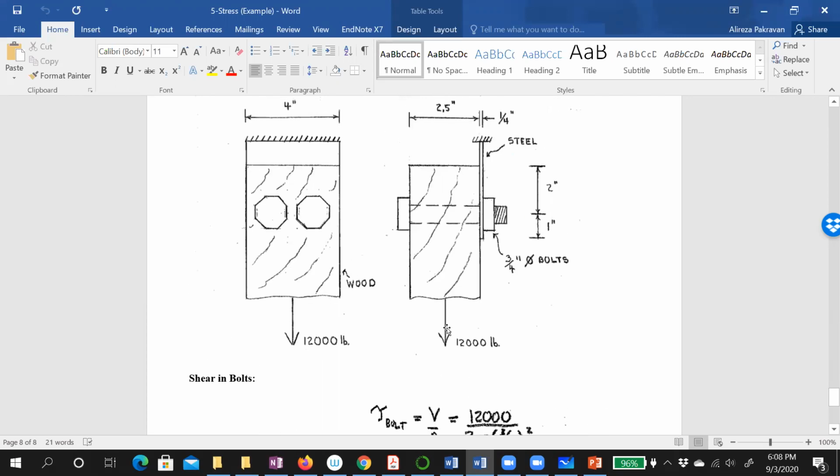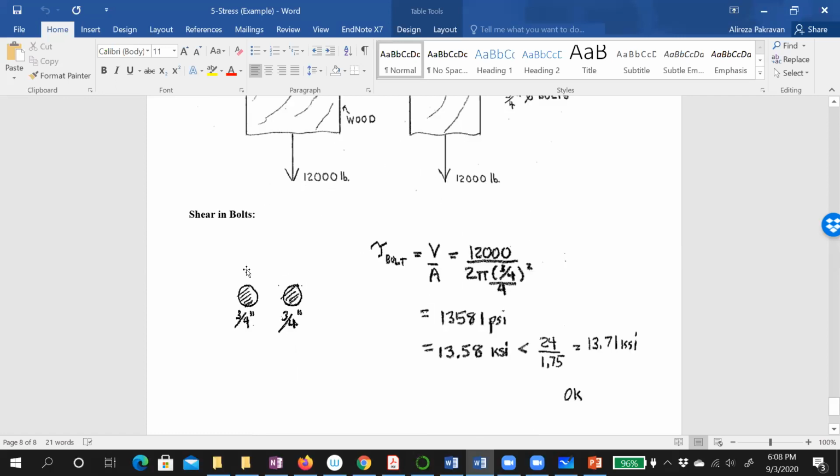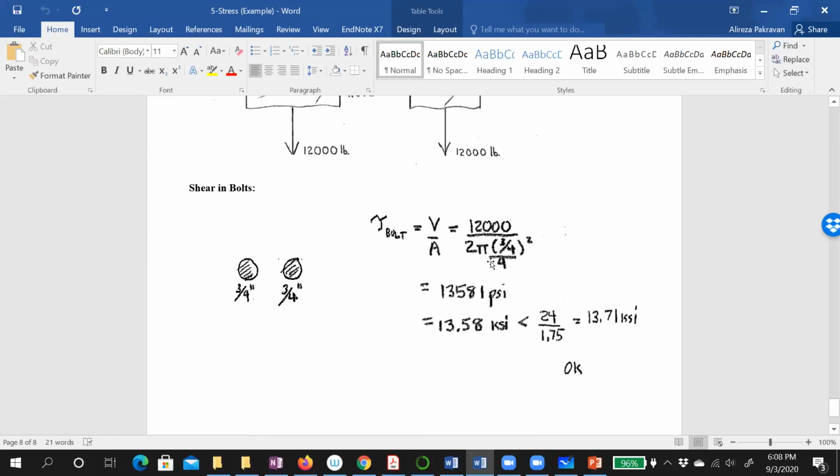So this is the force, and it's parallel to the surface of the bolts in the sections. So what is the area of the bolts? Pi d squared divided by 4. And shear stress is 24. Factor of safety 1.75, then 13.7. And it's good, 13.58 is less than this one.